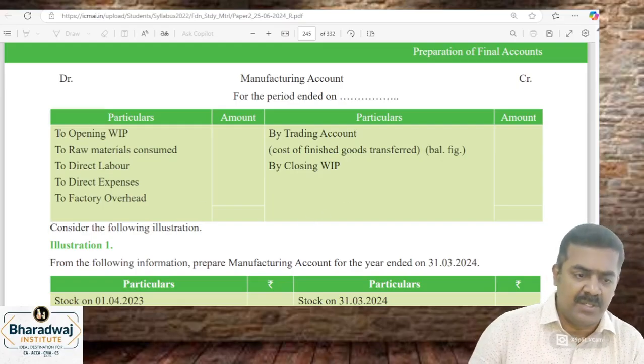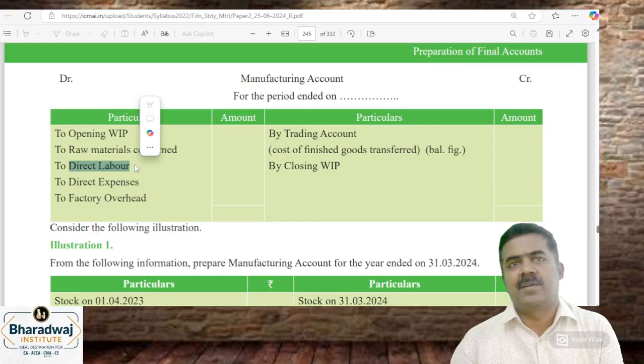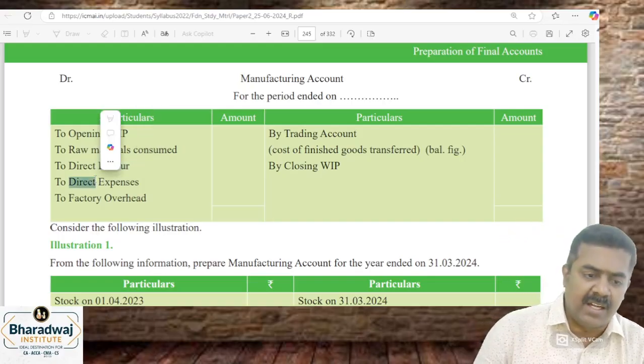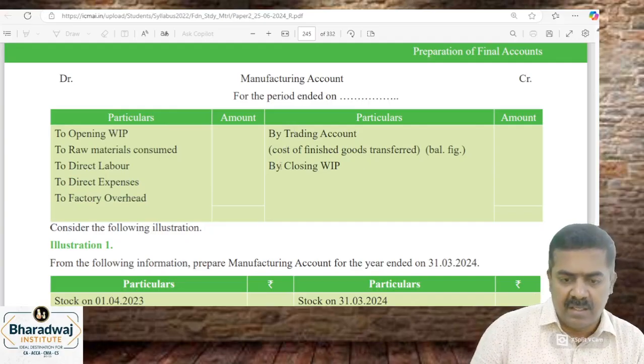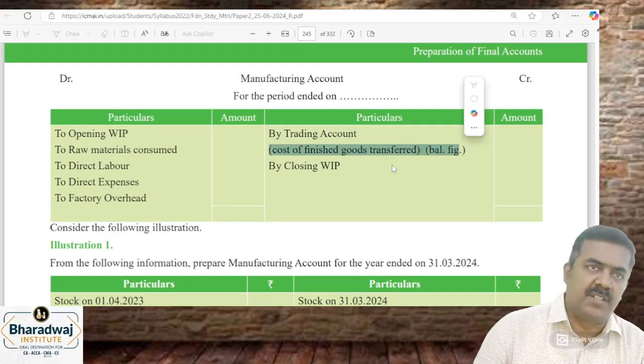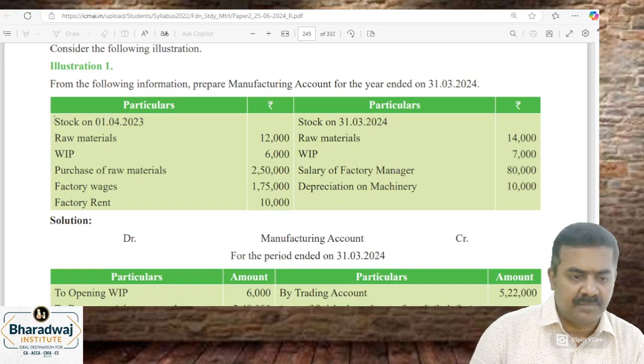So charge opening WIP, the raw material consumed, any expenses, direct labor which is nothing but wages paid, direct expenses incurred, charge the factory overheads, then eliminate the closing WIP, and you will get the cost of finished goods transferred to which account? Trading account.